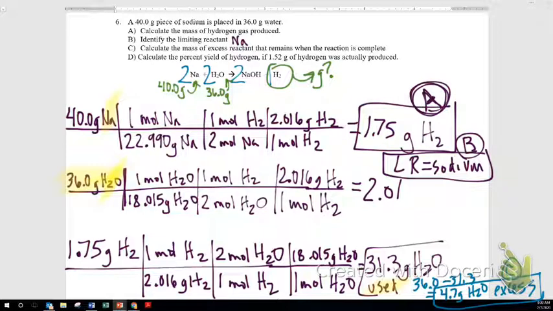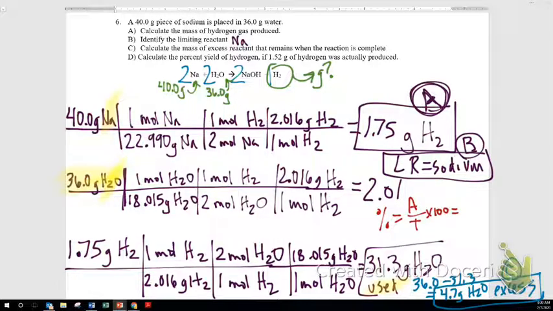And I'm going to have to do all of D in the margins. Hopefully you have a little more space than I do, or maybe you write a little smaller. But part D asks us to find the percent yield of hydrogen if 1.52 grams of hydrogen was actually produced. So as soon as I see that percent yield, I should be thinking of my percent yield equation. And my percent yield is my actual divided by theoretical times 100.